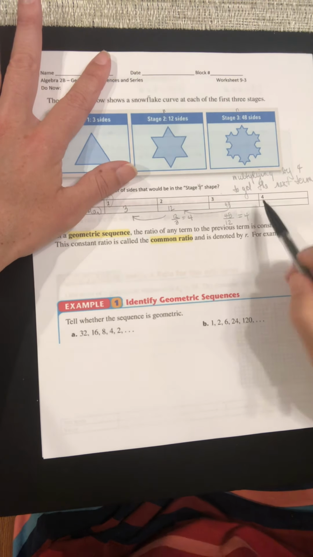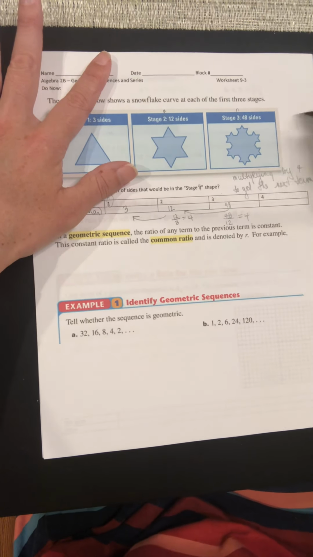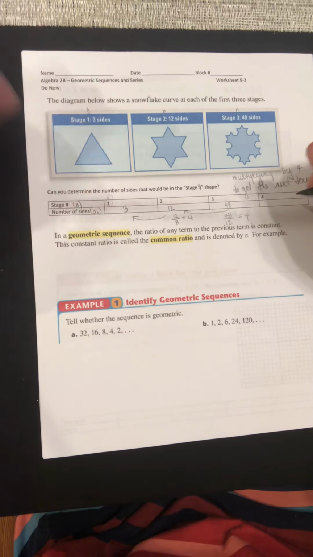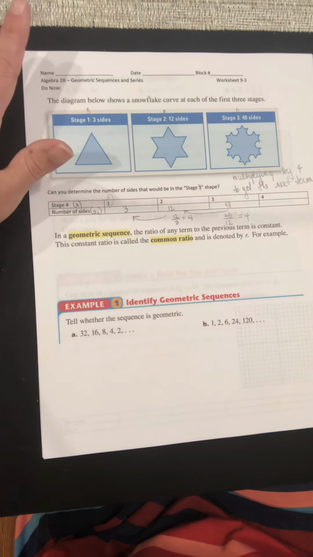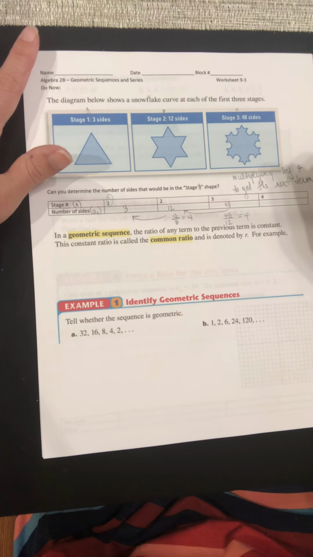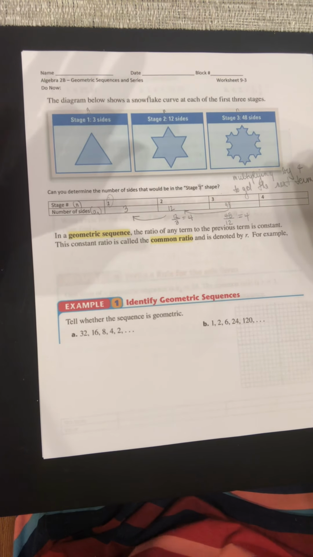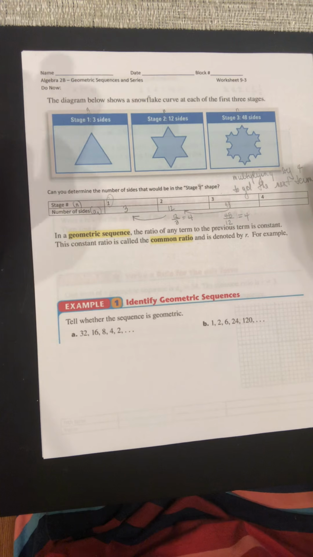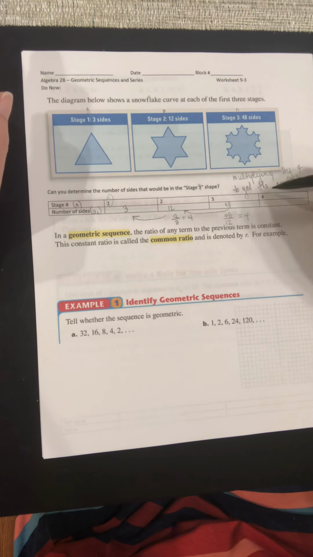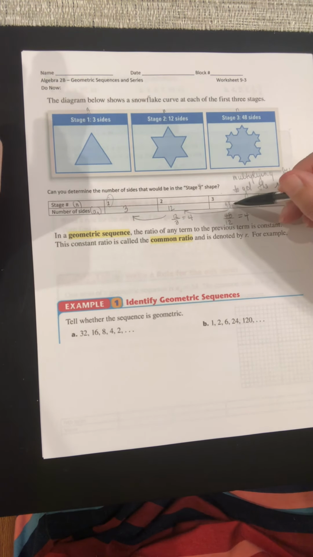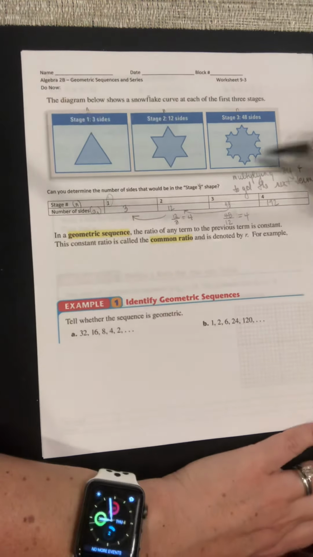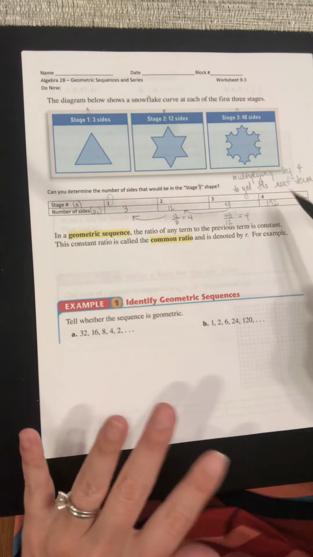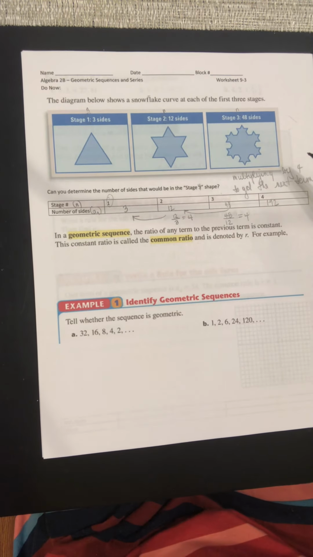So if I want the 4th stage, or when n is 4, I'm going to take 48 and multiply by 4. So 4 times 48, what does that give me? 4 times 48 is 192. And that's how many sides we would have, which is crazy, okay? That's a lot of sides. We would never be able to really draw that.